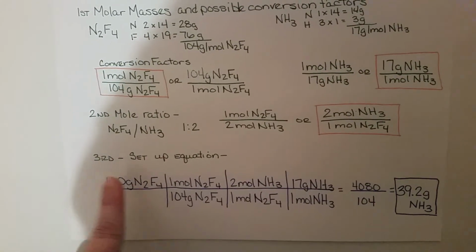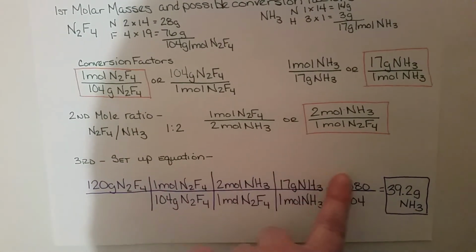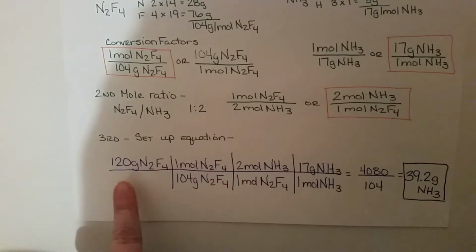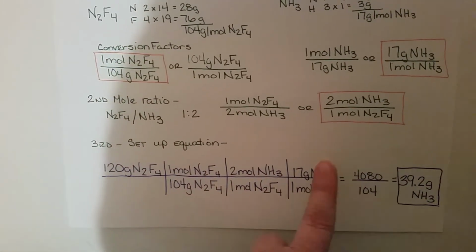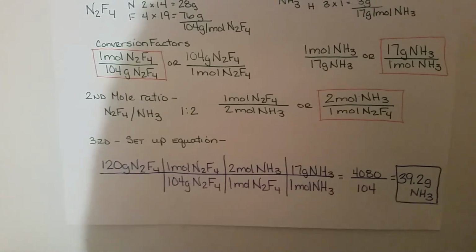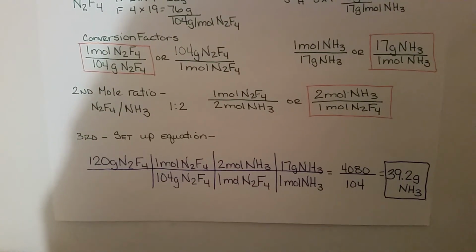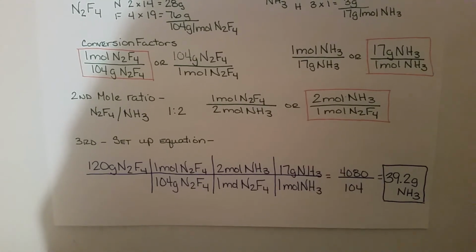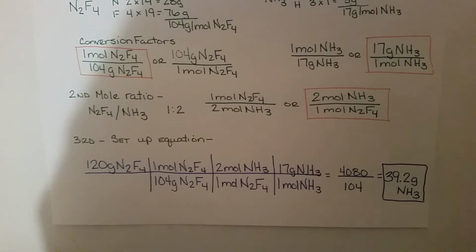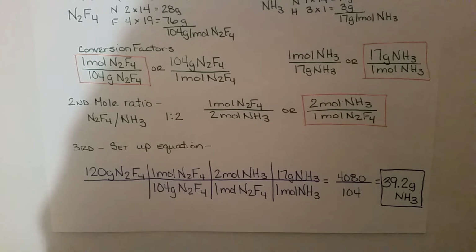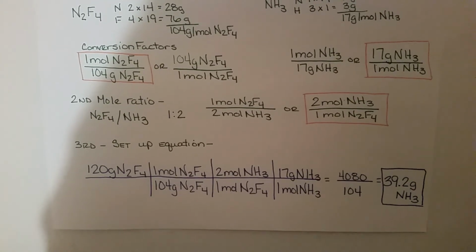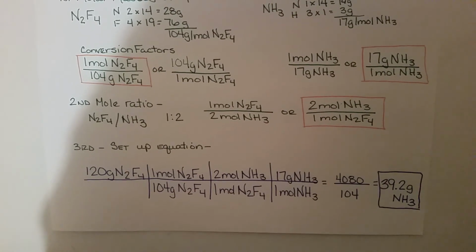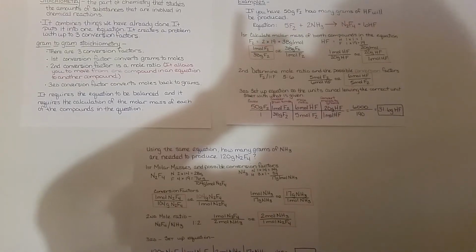Now it's the exact same process. Multiply everything across the top. You're going to get 4,080. Multiply everything across the bottom, which in this case is really easy. It's 104. And then you simply divide. So you would end up with 39.2 grams of NH3. What this means is you need 39.2 grams of NH3 to produce 120 grams of N2F4.